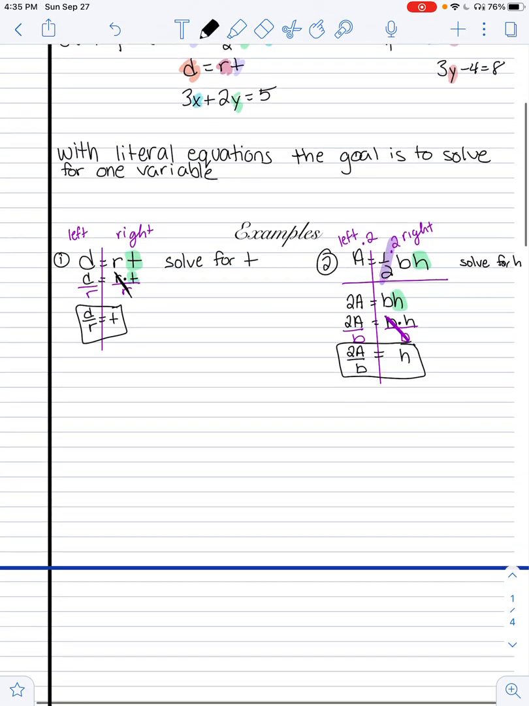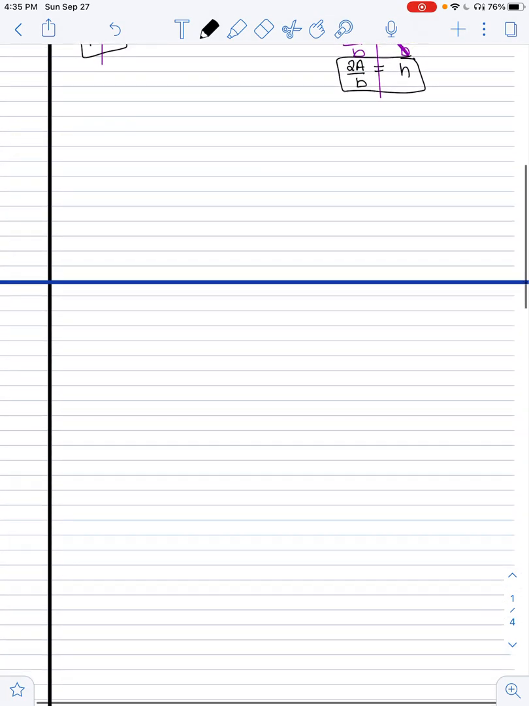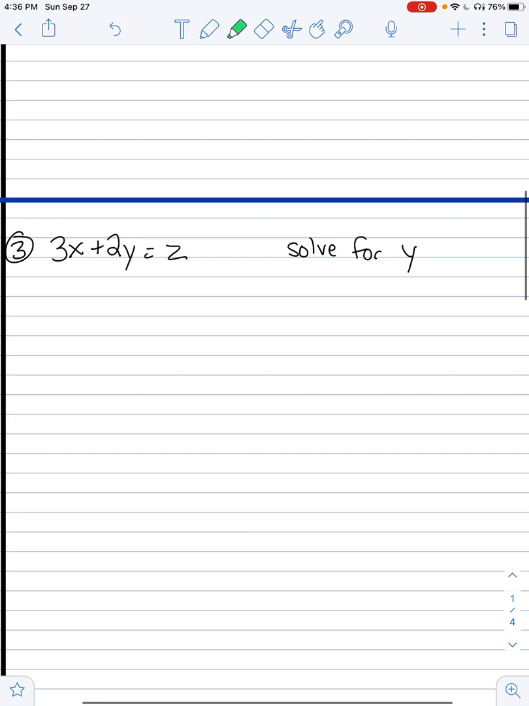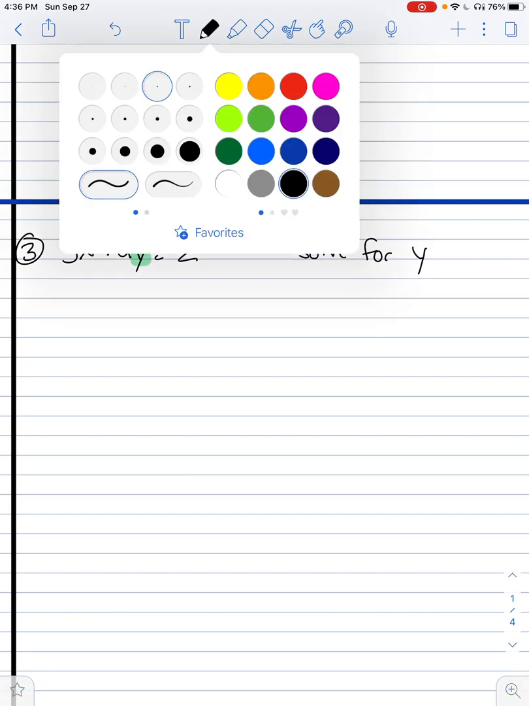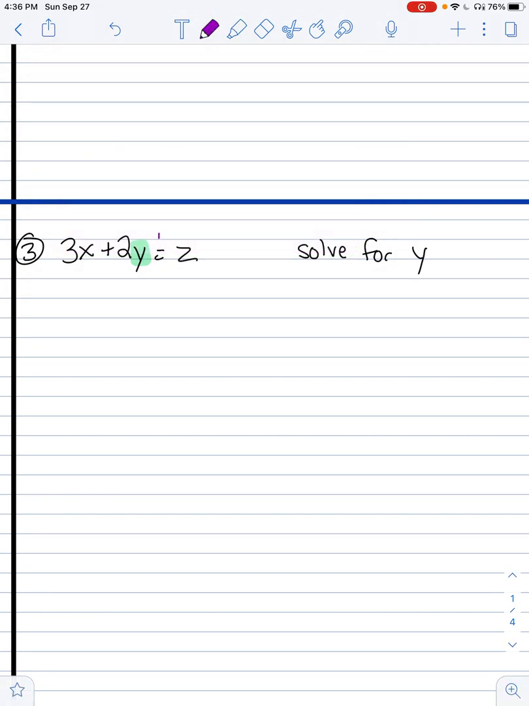So let's do a few more examples. This will be example 3. I'm going to have 3x plus 2y equals z, and I want to solve for y. All right, so I have 3 letters here. I have x, y, and z, but my goal is to solve for y. So I'm going to, again, split my equation up into 2 sides, the left side and the right side.